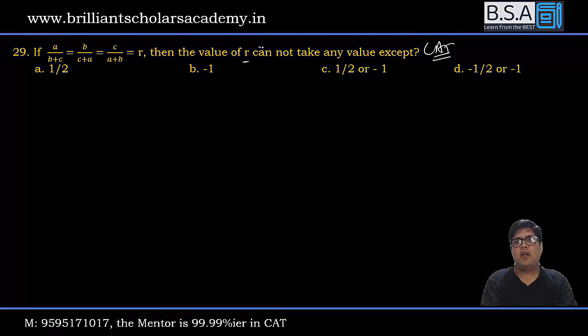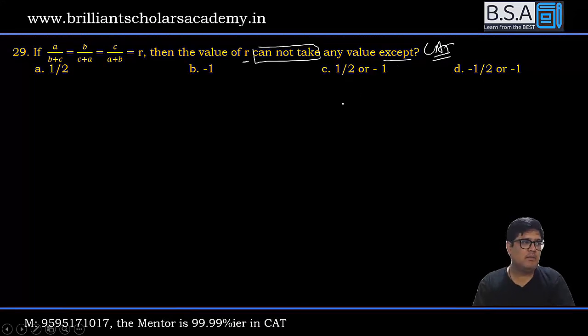R cannot take any value, cannot be equal to anything except, like I am saying, Suresh does not eat anything except carbs. So I'm saying he only eats carbs. Here I'm saying R cannot take any value except. That means I'm saying what is R equal to? Ask me what is R equal to.